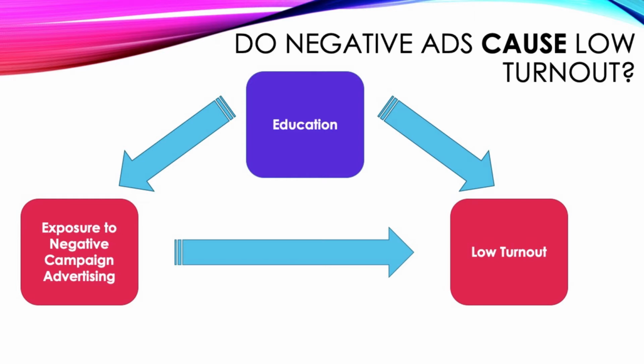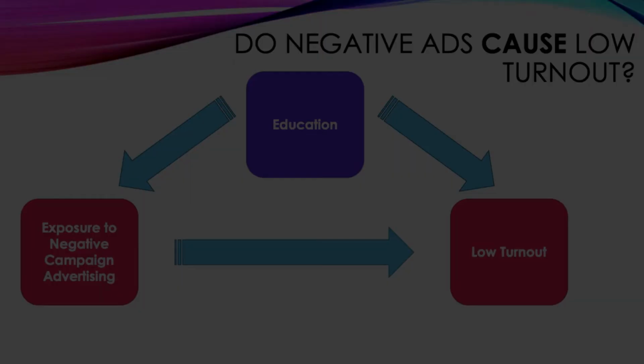It's a spurious relationship. So it might not necessarily be that watching a negative ad causes low turnout. Those things might appear to be related, in other words, correlated, but it actually might be education that's causing the dependent variable to occur. So let's break down these definitions in a little bit more detail.